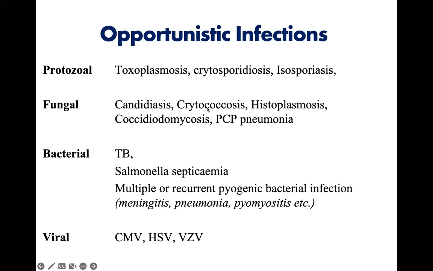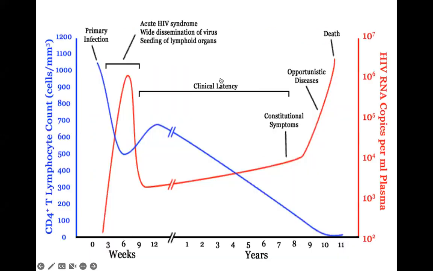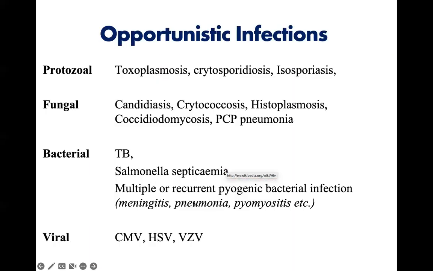Cryptococcal meningitis, histoplasmosis, all these fungal infections start also gaining traction in these people at those late stages. Things like TB, even though actually the chances of acquiring TB even during the latent stages are still higher in people who are HIV infected, even during this clinical latency period. But it becomes a bigger problem at those end stage disease stages.